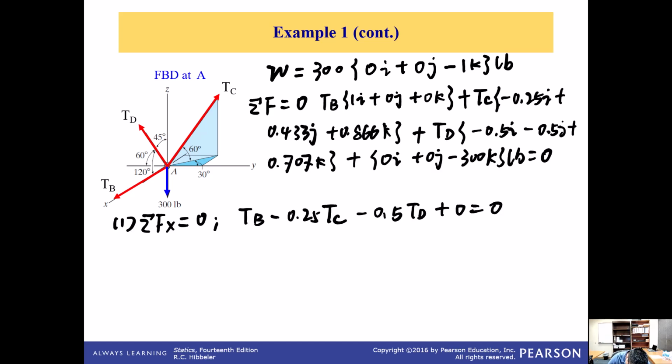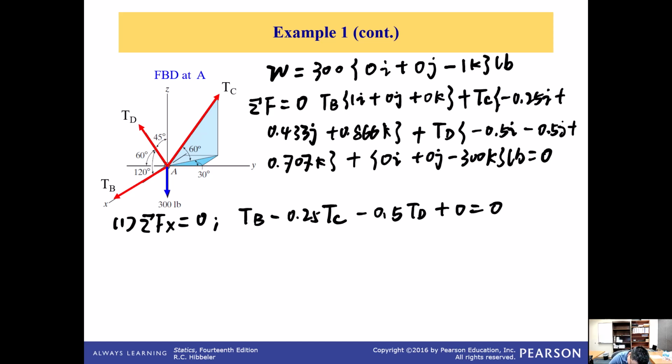And for the y direction, also sum of all the forces on the y direction equals to 0, which is 0 times TB plus 0.433 times TC minus 0.5 times TD plus 0 equals to 0.